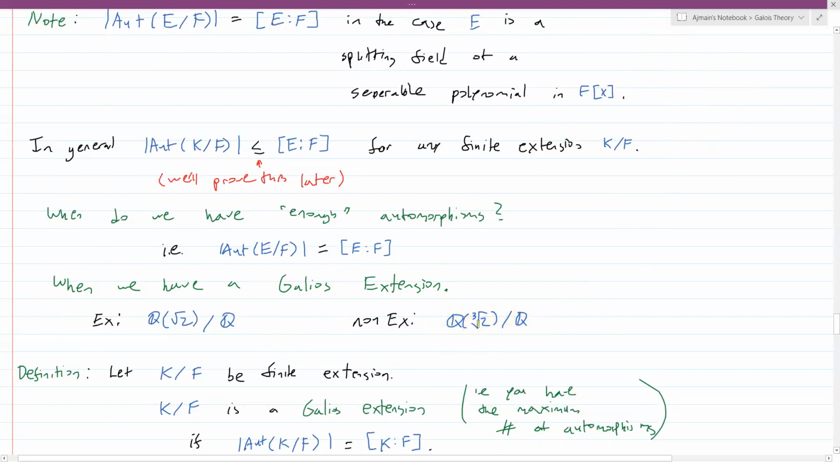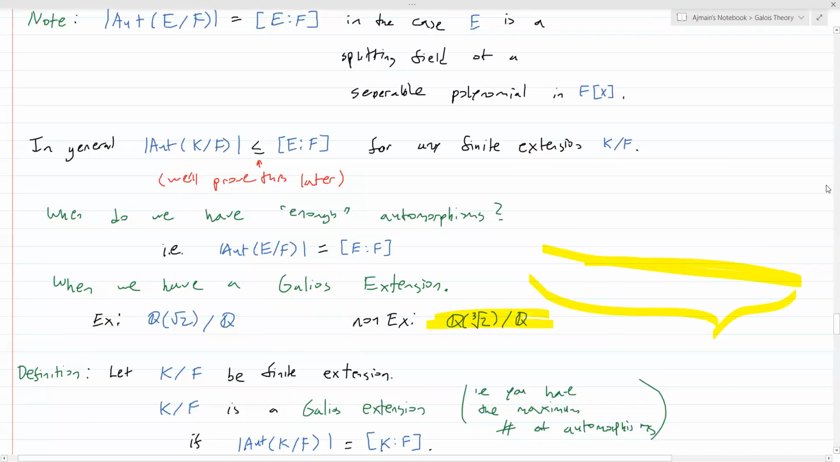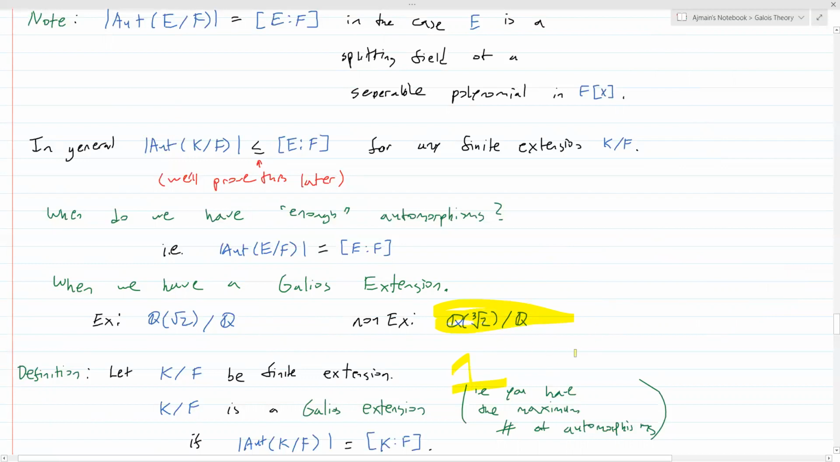However, this extension has degree 3 because it's a cubic extension. You're adjoining a root of the polynomial x cubed minus 2. This is irreducible, so the degree of this extension is the degree of the polynomial, which is 3. So the order of the automorphism group is 1, but the degree of the extension is 3, and this is a strict less than.